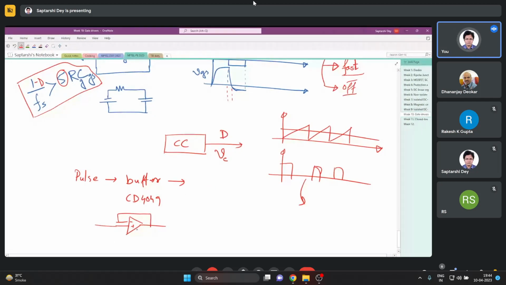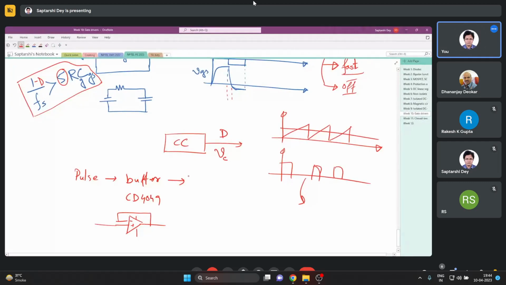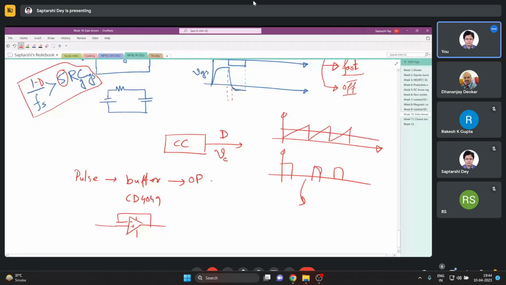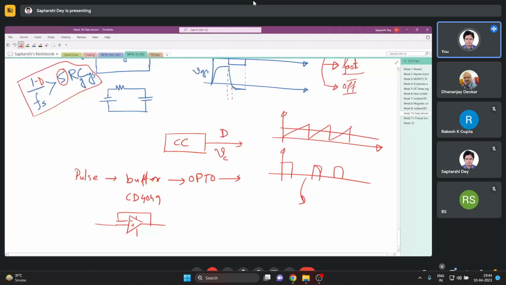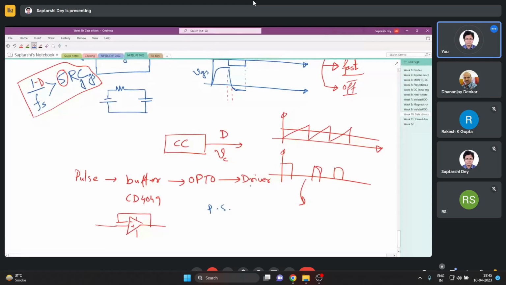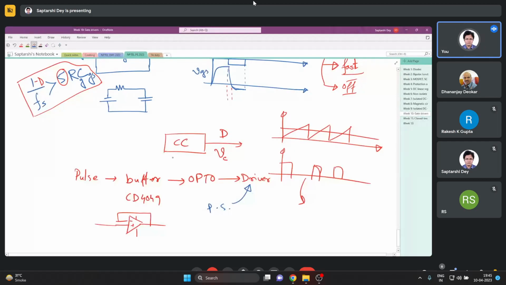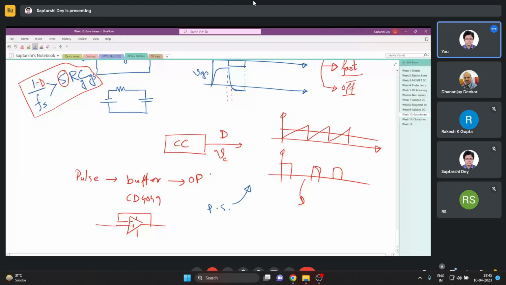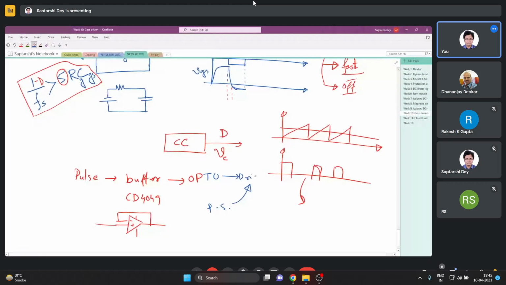So this can now supply the current. It does not draw the current from the microcontroller. Now this buffer feeds to the optocoupler. Then the optocoupler directly feeds to the driver IC, or you can have a totem pole or whatever. And there is an isolated power supply that gives power to this driver. This then drives the switch.